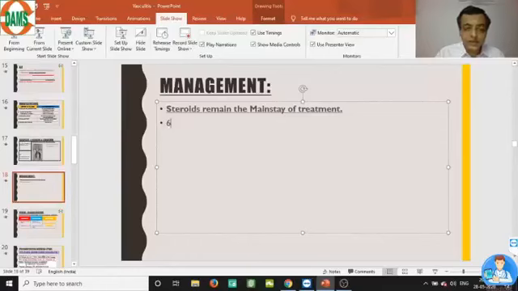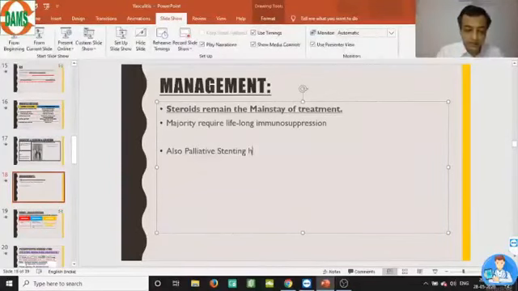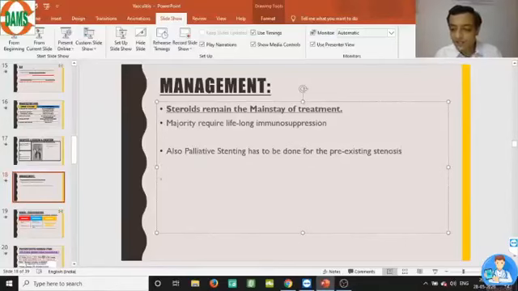So steroids remain the mainstay of treatment and majority require lifelong immunosuppression. Also, palliative stenting has to be done for the pre-existing stenosis.